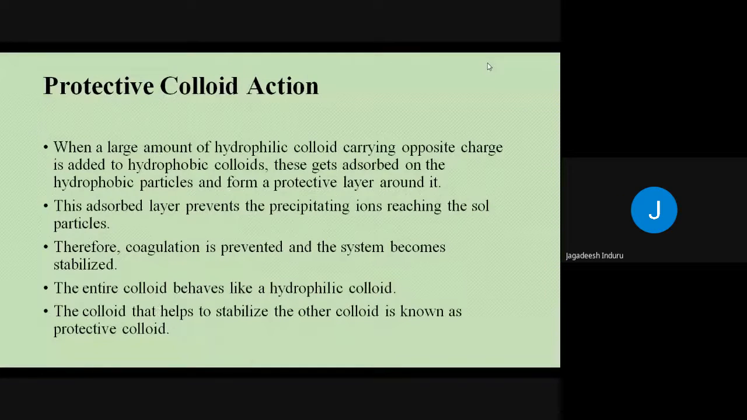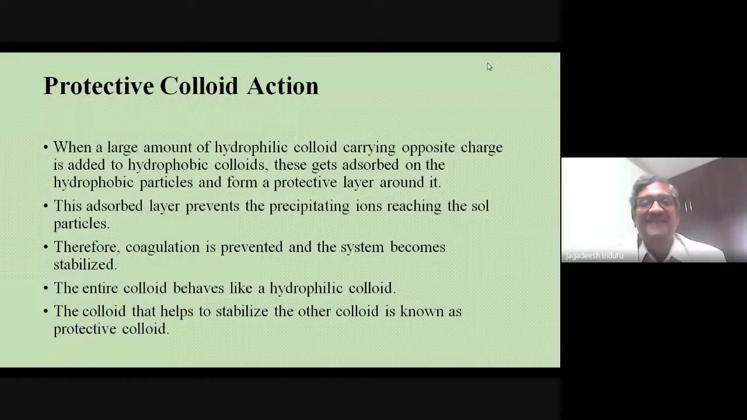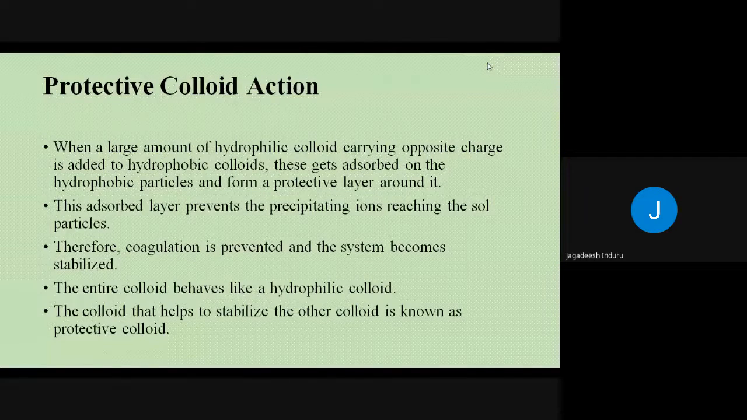If you are adding too much of X, again surface charge is present and it is causing a deaggregation and you are going to enhance the stability. But in the case of addition of hydrophilic and hydrophobic colloids, that will form a protective layer around it. So this adsorbed layer prevents the precipitating ion from reaching the particles, making a solvent sheet effect also present on the lyophobic colloids. Therefore, coagulation is prevented and the system becomes stabilized.